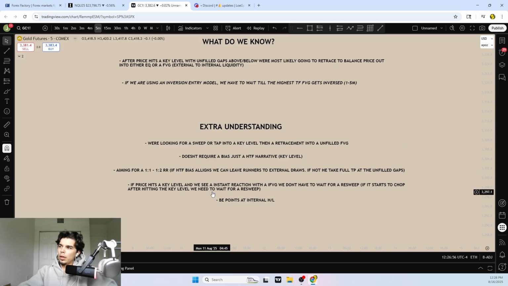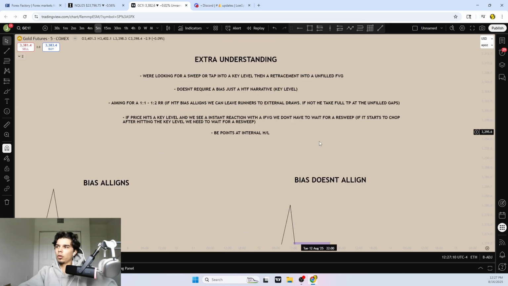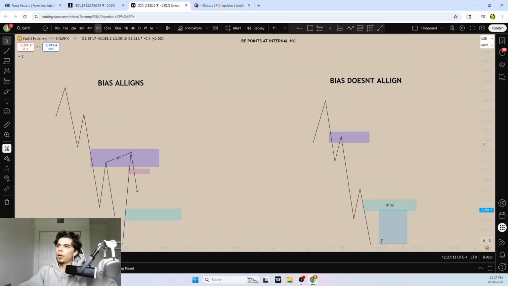If price hits the key level and we see an instant reaction within the IFVG, we don't have to wait for a resweep, right? If price starts to chop after hitting the key level, we need to wait for a resweep. And there are examples below us that we'll go over briefly. Again, just keep that in mind. And then break-even points at internal highs or lows. Again, we'll go over those examples right now.